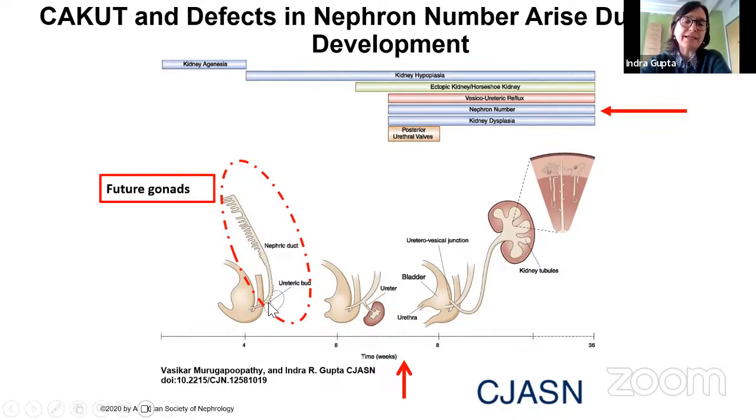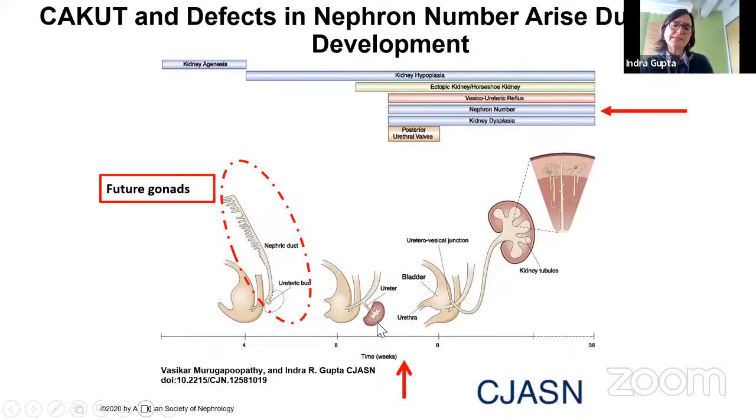So the kidney is forming down here. This structure we call the ureteric bud grows into this mass of mesenchyme, and there's reciprocal signaling between the two tissues. And what happens is this ureteric bud, one end of it induces the kidney and the other end elongates to form the ureter.